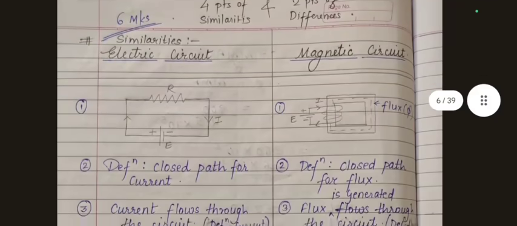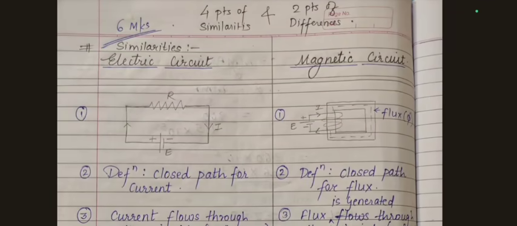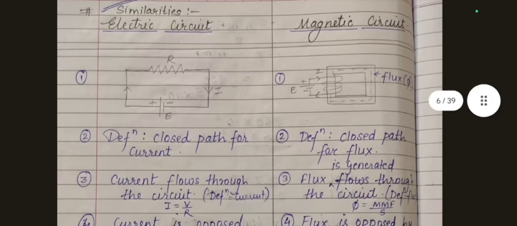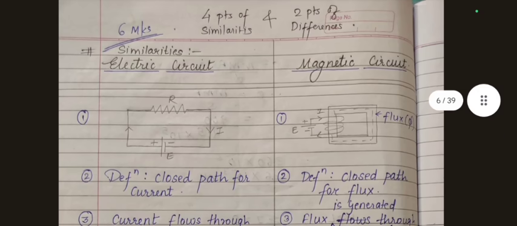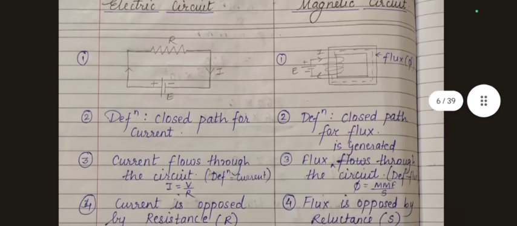Now let us go ahead. This is a very prominent question which is asked in exam papers. What are the similarities and dissimilarities between electric circuit and magnetic circuit? This is a very important question, so mark it if you have not marked. In this question you have to write 4 points of similarities and 2 points of differences, and the whole question comes for 6 marks. So it is an important question. Now let us see what is there in this.